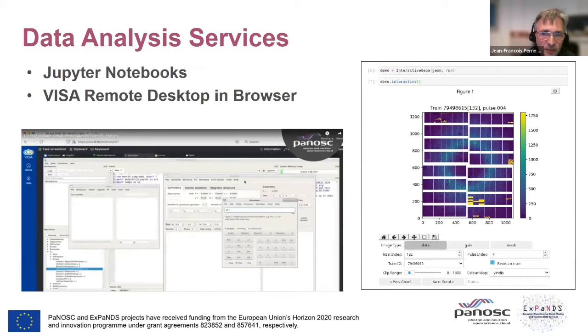But for today, maybe it's more interesting to talk about the services we have developed for the users inside PaNOSC. There are basically two types of services. They focus mainly on data analysis. We have notebooks like many others, and we also have a solution called VISA, which is a remote desktop, which provides the users the software, the hardware, the resources, GPUs, CPUs, and direct access to the data to avoid the transfer of raw data by the users.